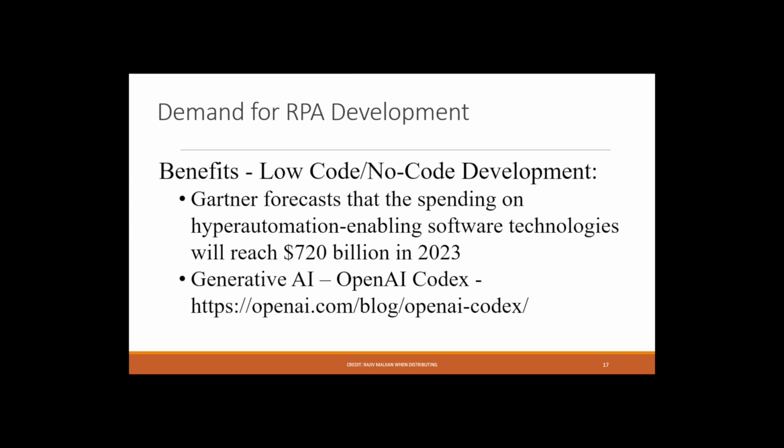All right, Gartner forecast spending in hyper automation. The way hyper automation is defined is you take the low code, no code development process and combine it with cognitive technologies like AI and machine learning. When you combine both of these together, you'll be able to see a tremendous market out there. And they're predicting it's already a $720 billion industry right now.